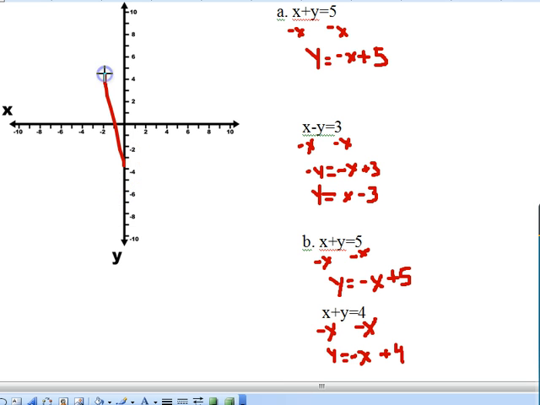Okay, so we have our y-intercept at 5, and then down 1 over 1. Down 1 over 1. Down 1 over 1. Down 1 over 1. And I'm going to go ahead and draw that line there.